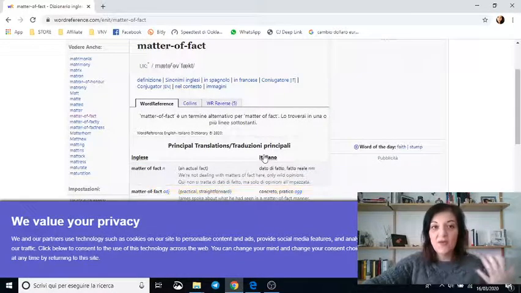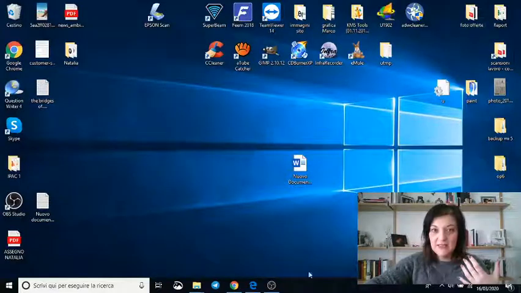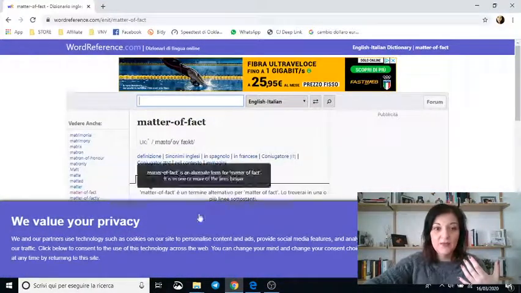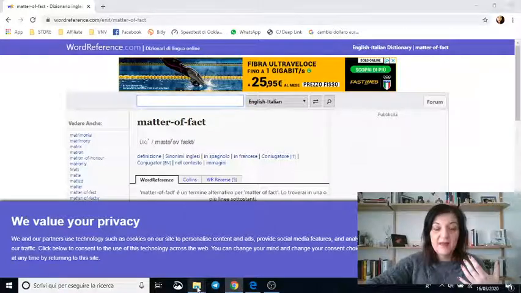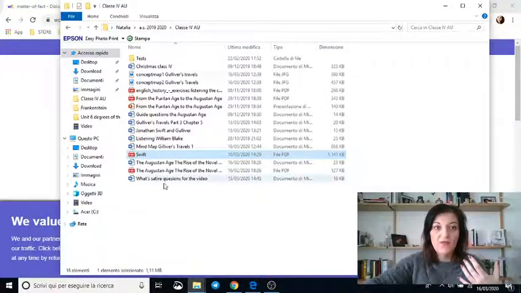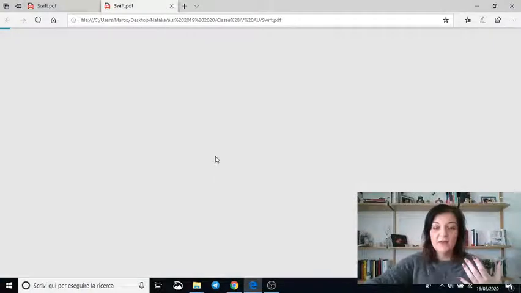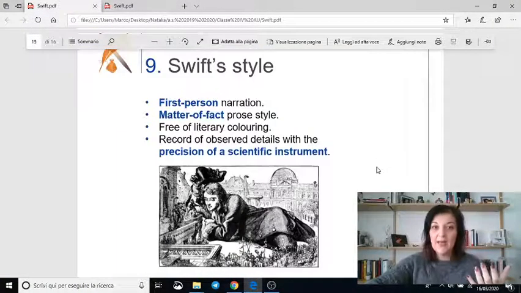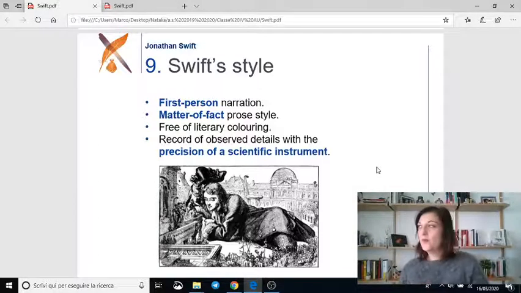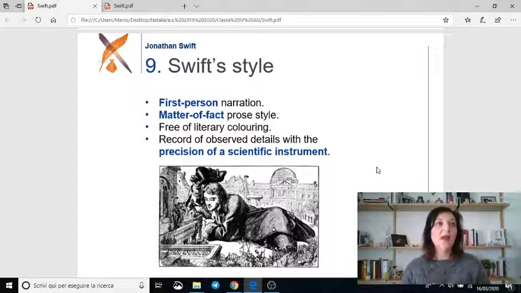okay? Matter of fact, so he uses a style which is matter of fact. Matter of fact, so pratico, concreto, okay? His prose style is very matter of fact. It sounds or it looks very much like the same prose style that we have found together in Defoe's Robinson Crusoe. Then sometimes his style is free of literary coloring.